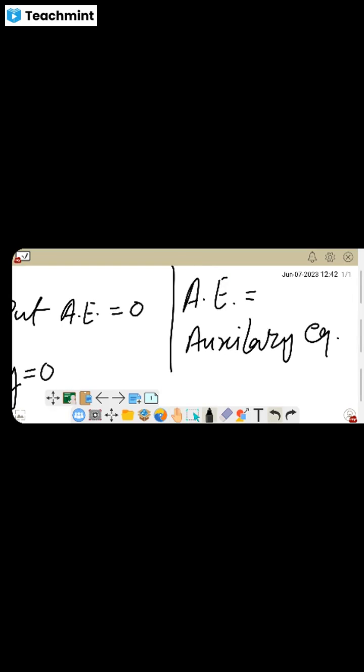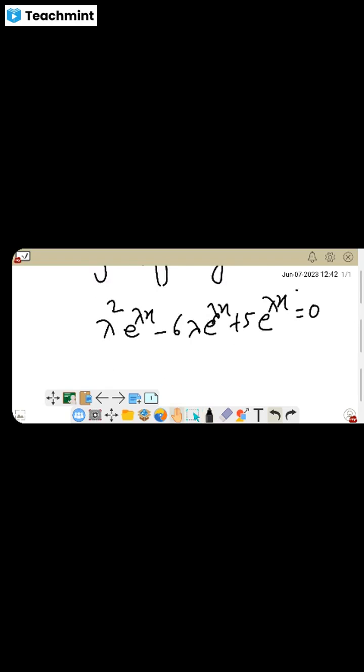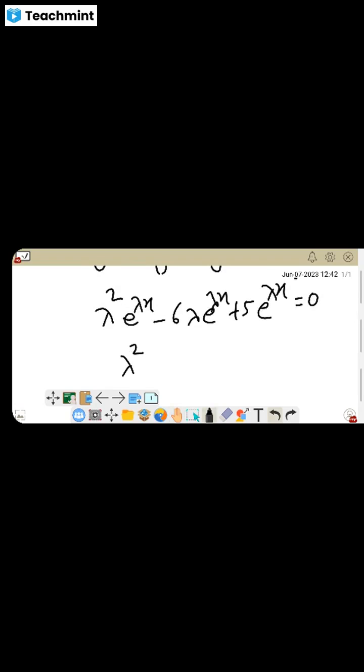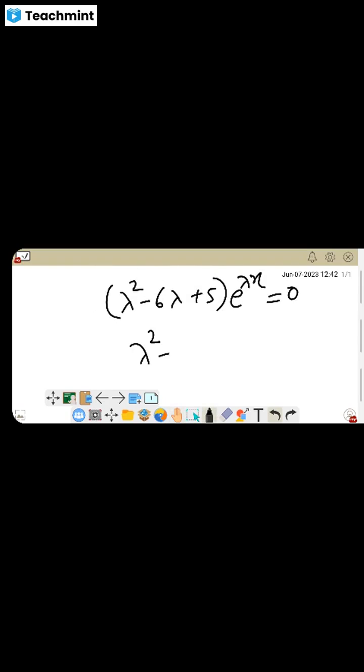So now put the value: lambda square e to the power lambda x minus 6 lambda e to the power lambda x plus 5 e to the power lambda x is equal to 0. Taking e to the power lambda x common, we have lambda square minus 6 lambda plus 5 into e to the power lambda x is equal to 0. Now we have the equation lambda square minus 6 lambda plus 5 is equal to 0.